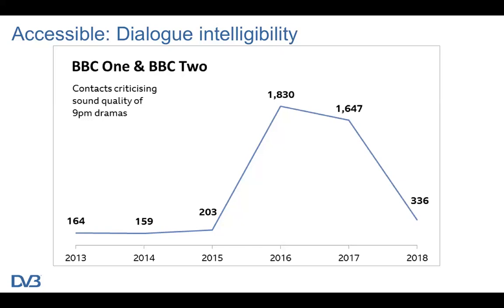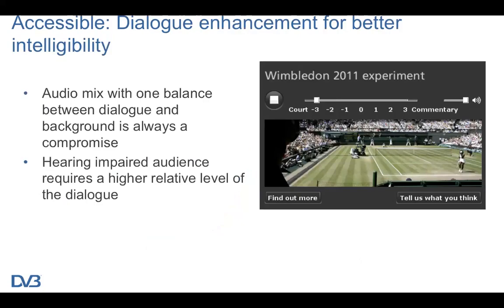NGA gives you some of the tools to allow users to go in there and, instead of going to their email and sending you a complaint, adjust it to their circumstances, their receiver, their hearing impairment, whatever it is, and improve the experience. So that's quite interesting. And we experimented with doing this back in 2011 at Wimbledon.